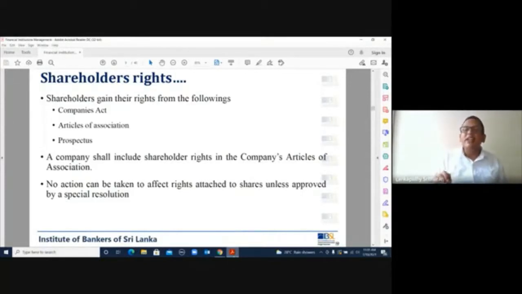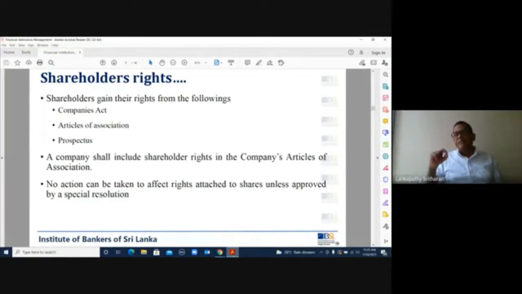So you may ask, what are those circumstances? For example, a small bank has to maintain the minimum capital requirement of the bank. If it is a commercial bank, it may be HNB or BOC or any bank, the commercial banks have to maintain 20 billion as a stated capital, minimum stated capital.